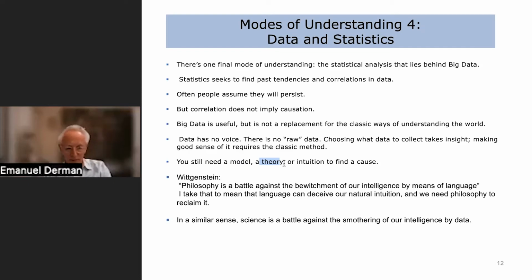Wittgenstein somewhere says, philosophy is a battle against the bewitchment of our intelligence by means of language. I take that to mean that language can deceive our natural intuition, and you need philosophy to try to reclaim what you really mean as opposed to what you think you're saying. And I think in a similar sense, science is a battle against the smothering of our intelligence by too much data.